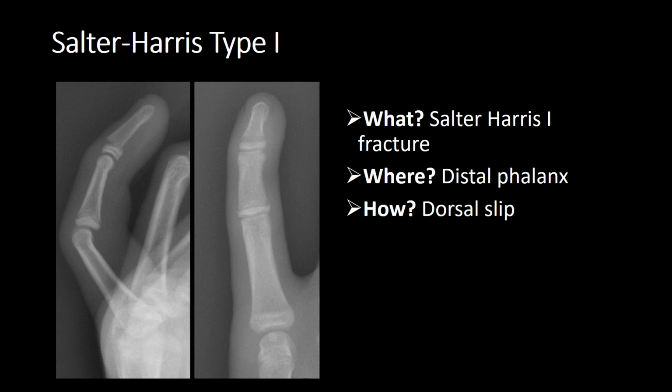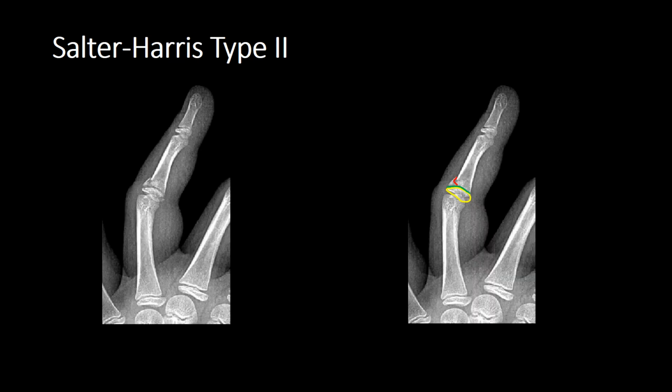So what is it? It's a Salter-Harris 1 fracture, where the distal phalanx has a dorsal slip. Here we have a Salter-Harris type 2 fracture, but I think this picture in particular is a really good example of why fingers and hands can be really quite complex because of all the overlapping structures.